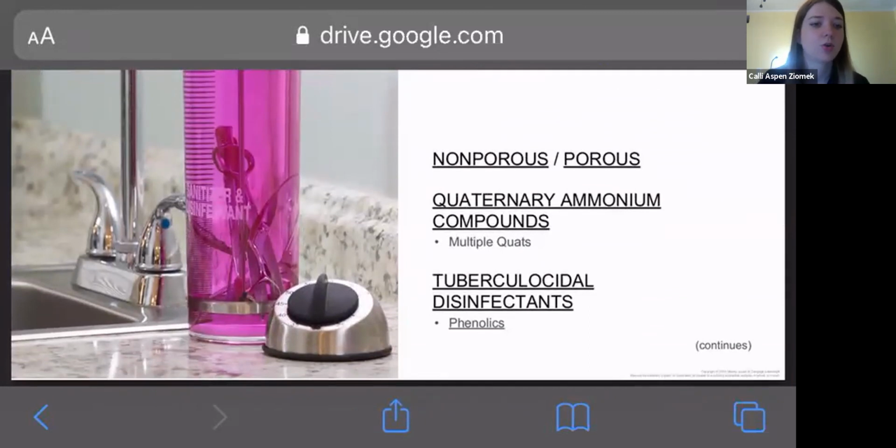Quats are quaternary ammonium compounds. They're disinfectants that are effective when used properly on non-porous items. They usually are used for disinfecting implements, and your implements will sit in them for about 10 minutes. And then they should be removed, that way they don't get any damage from sitting in them for too long. That's why they only sit in there for 10 minutes.